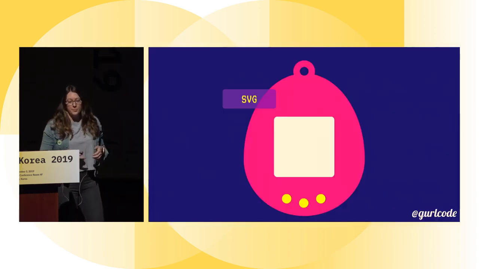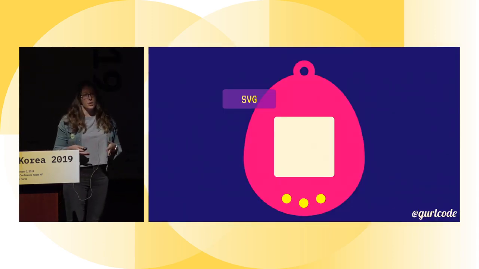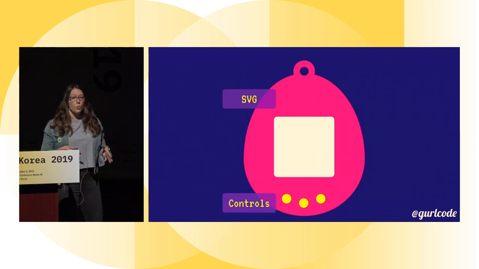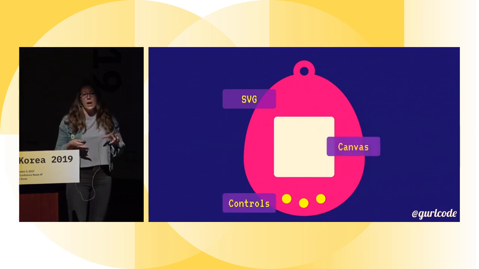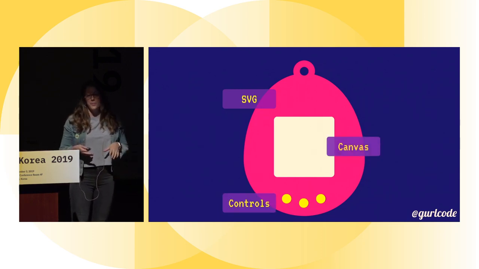But I really, really loved this game growing up, and I decided I wanted to make a web-based version of it. So my web-based version includes an SVG shell for the game. The controls are actually made out of divs. And then the screen is made out of the canvas element.